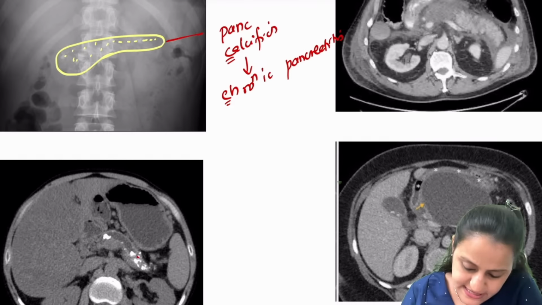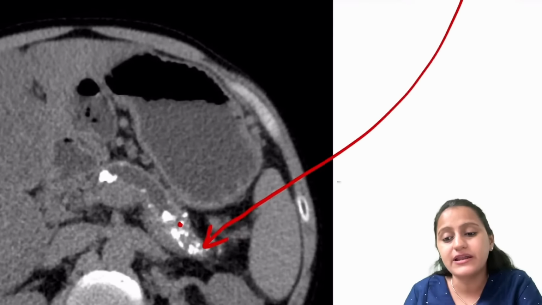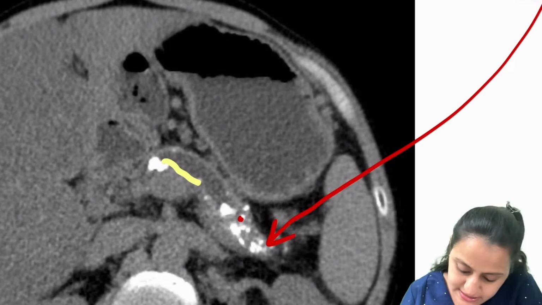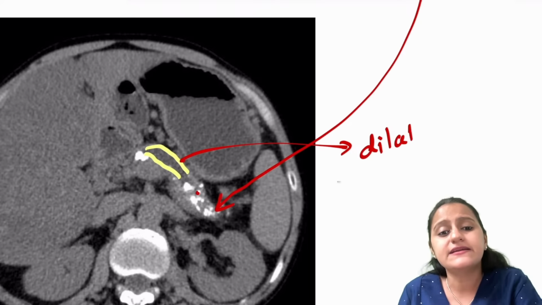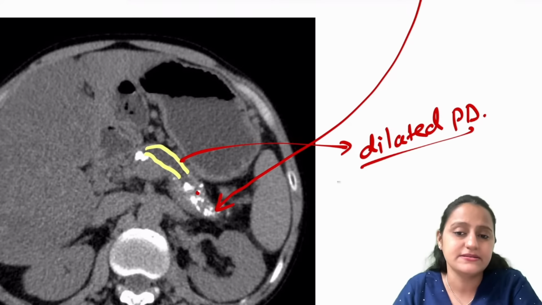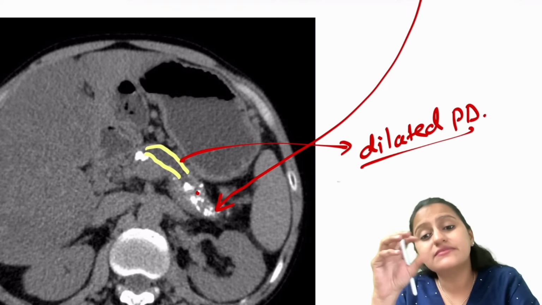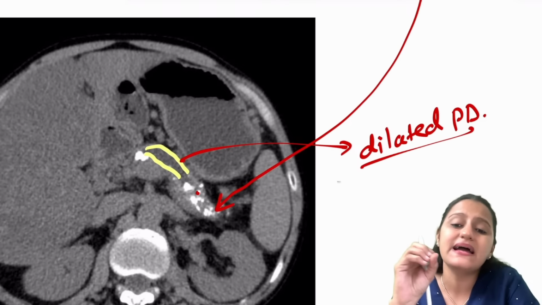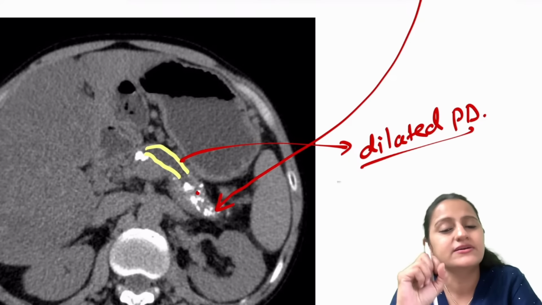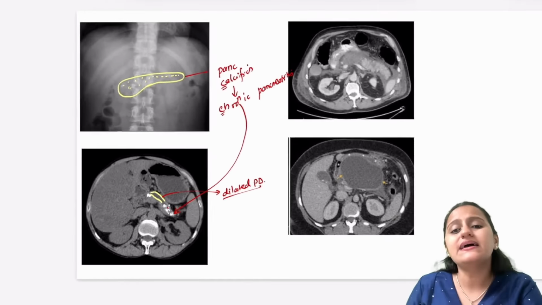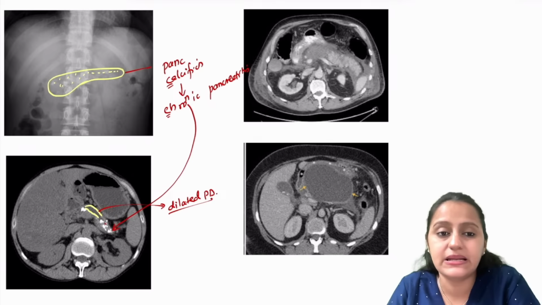So similarly in CT, you can see this calcification in the pancreas, that is chronic pancreatitis. And look at this duct in the pancreas. How is the duct in chronic pancreatitis? It is a dilated pancreatic duct. In chronic pancreatitis with the fibrosis, the atrophy of the pancreas happens and the duct gets dilated because there's no pancreatic mass to compress on the duct. So it gets dilated. So pancreatic calcification with dilated pancreatic duct, remember it is chronic pancreatitis.